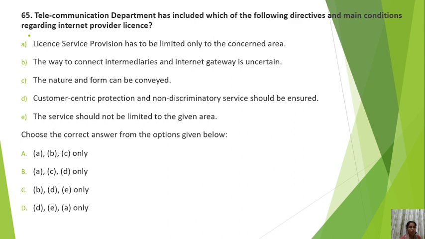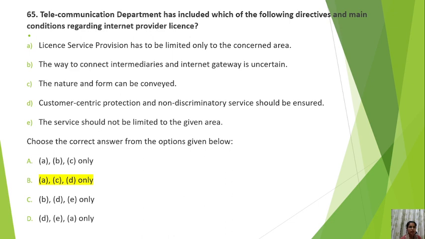And if you eliminate option B, you can reach a 50-50 situation. And then as I told you, C and D are right. Then I think you can reach the right answer. So let us see the right answer. It is A, C and D. License service provision has to be limited only to the concerned area. Then nature and form can be conveyed, and customer centric protection and non-discriminatory service should be ensured. The correct answer is A, C and D.